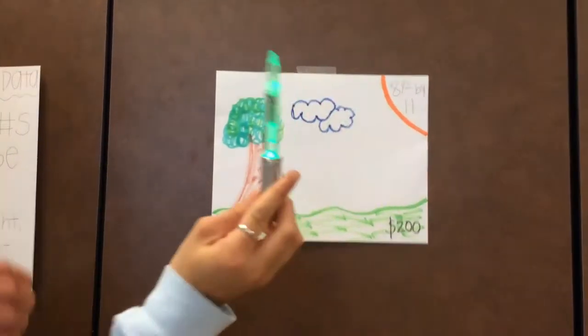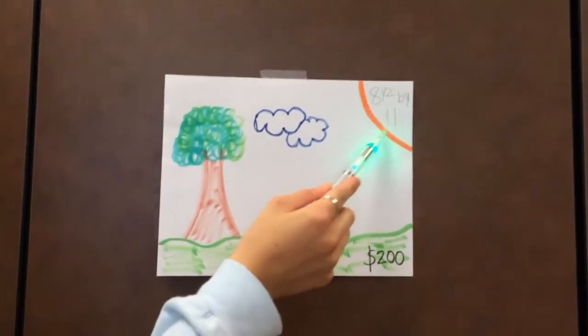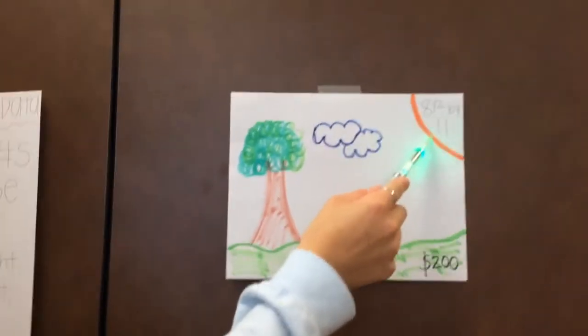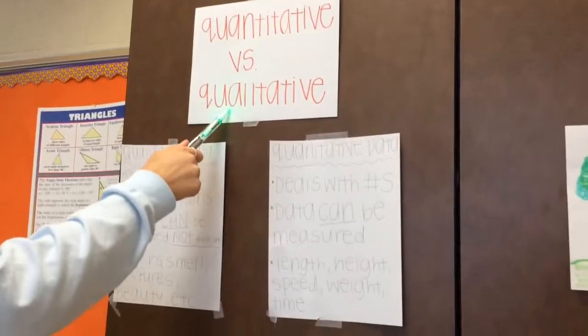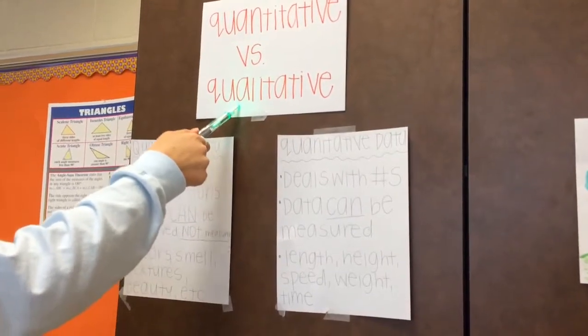Quantitative! Yeah, you're right. Since this is a measurement, it is an example of quantitative data because it deals with numbers. Now, those are ways to find the difference between quantitative data versus qualitative data. And if you have any questions, just please ask now.